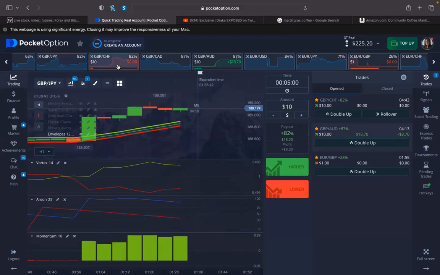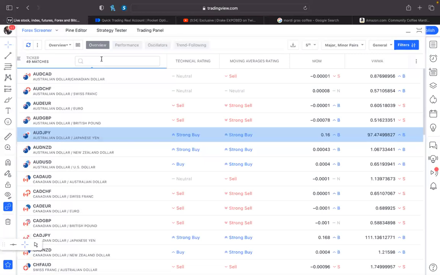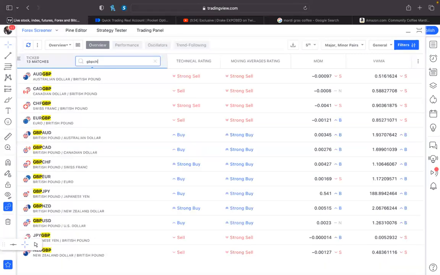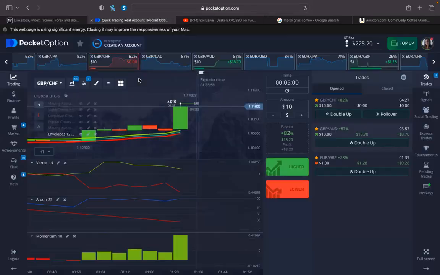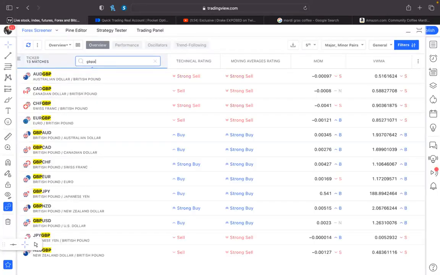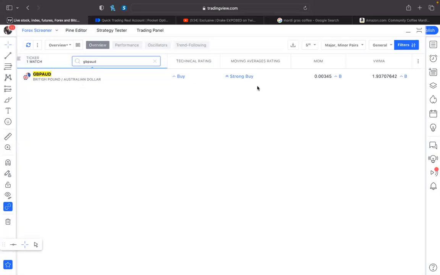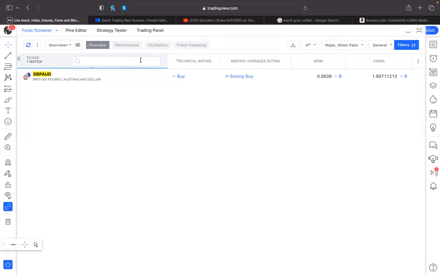Okay, so I'm gonna go back and confirm these. We have a buy all the way across for British and Swiss franc, GA. We have a buy all the way across for the British pound, Australian dollar. And last is Euro GBP, which had a really low percentage.